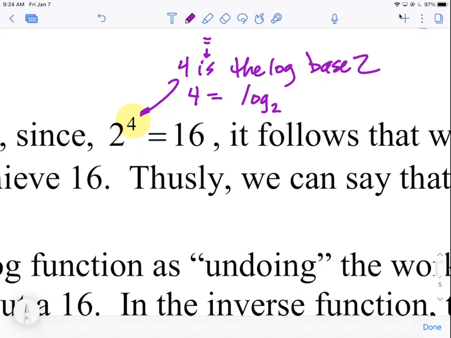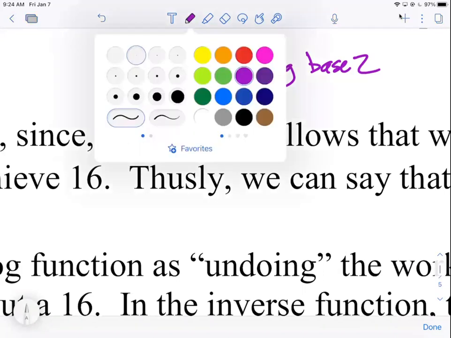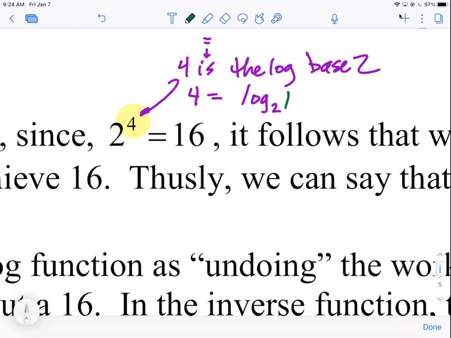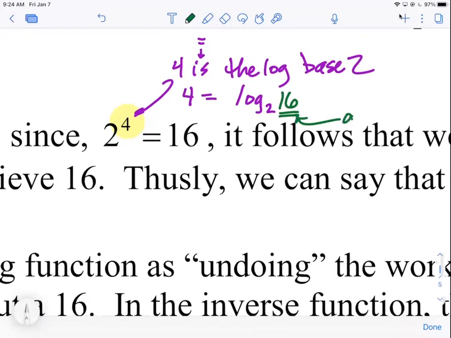Okay. Now there's one thing missing. The 16. The 16, the desired result, goes right here. This is our desired result. We call that the argument. The thing that we take the log of, or the desired result that we want, is called the argument. All right. And now we've set up an equivalent mathematical sentence, right?